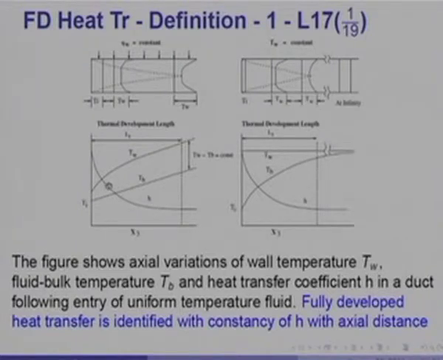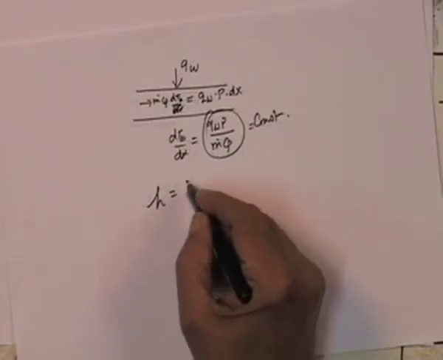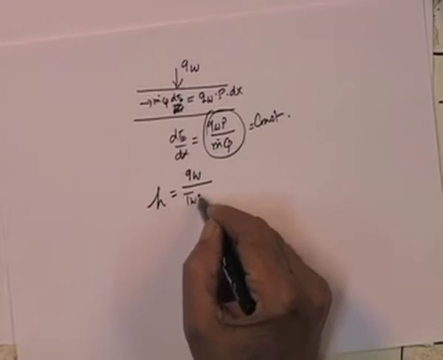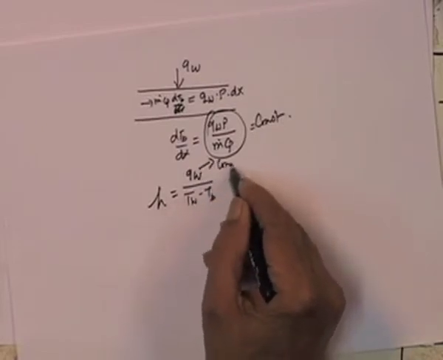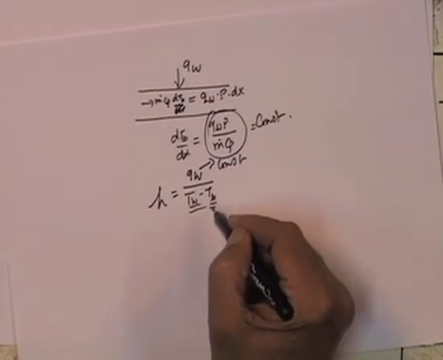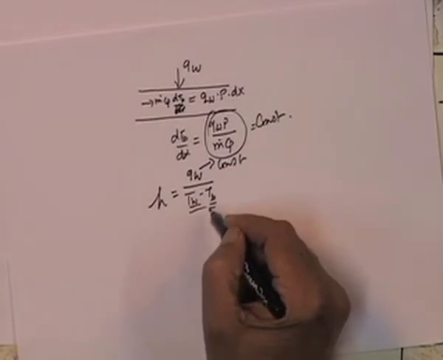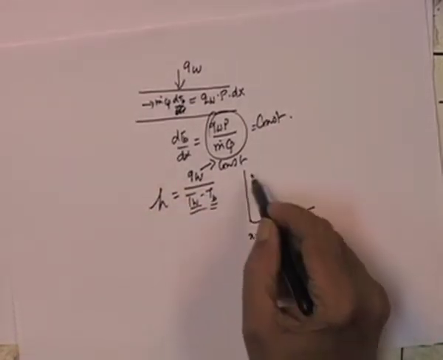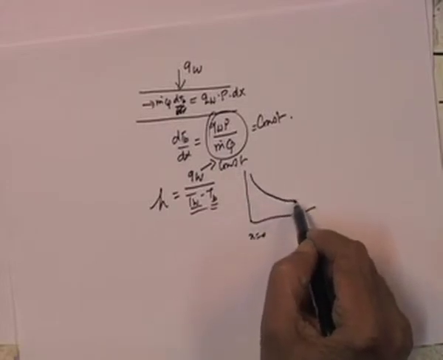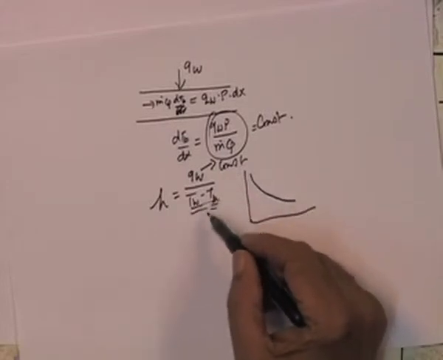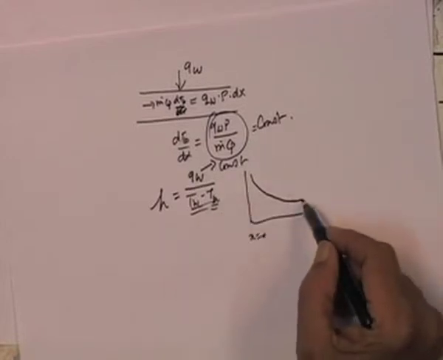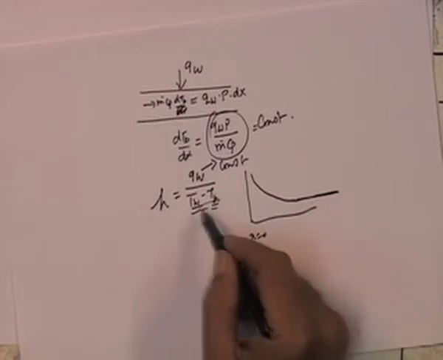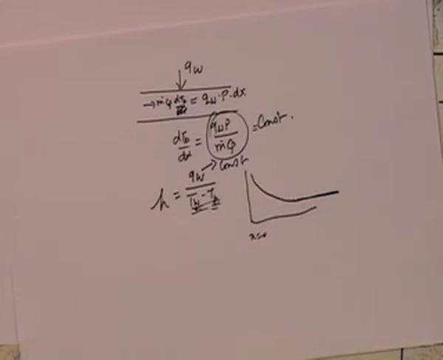And since heat transfer coefficient is defined as q wall over T wall minus T bulk, this is constant. The difference between T wall minus T bulk is small to begin with, and therefore, heat transfer coefficient is high near x equal to 0, and it progressively drops as the difference between T wall minus T bulk increases and ultimately becomes constant, because T wall minus T bulk itself becomes constant. That is depicted on the left figure here.